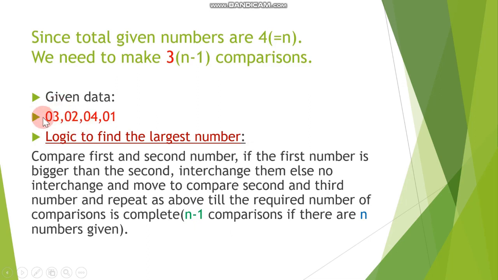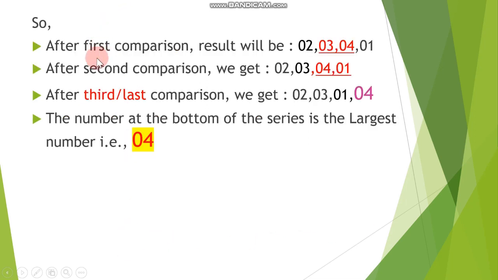Compare the first and second number. If the first number is greater than the second number, interchange them, or else don't interchange. Move to compare the second and third number and repeat the step till the required number of comparisons are met. For n numbers given, there are n minus 1 comparisons. So here is the comparison.